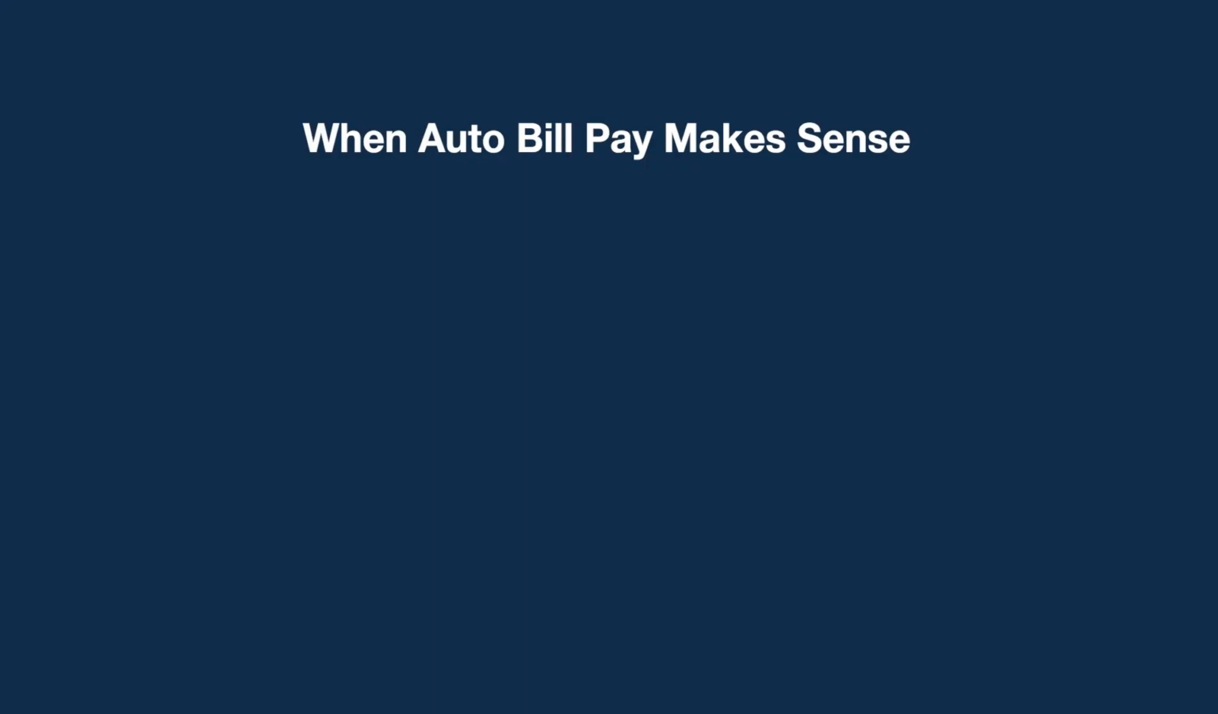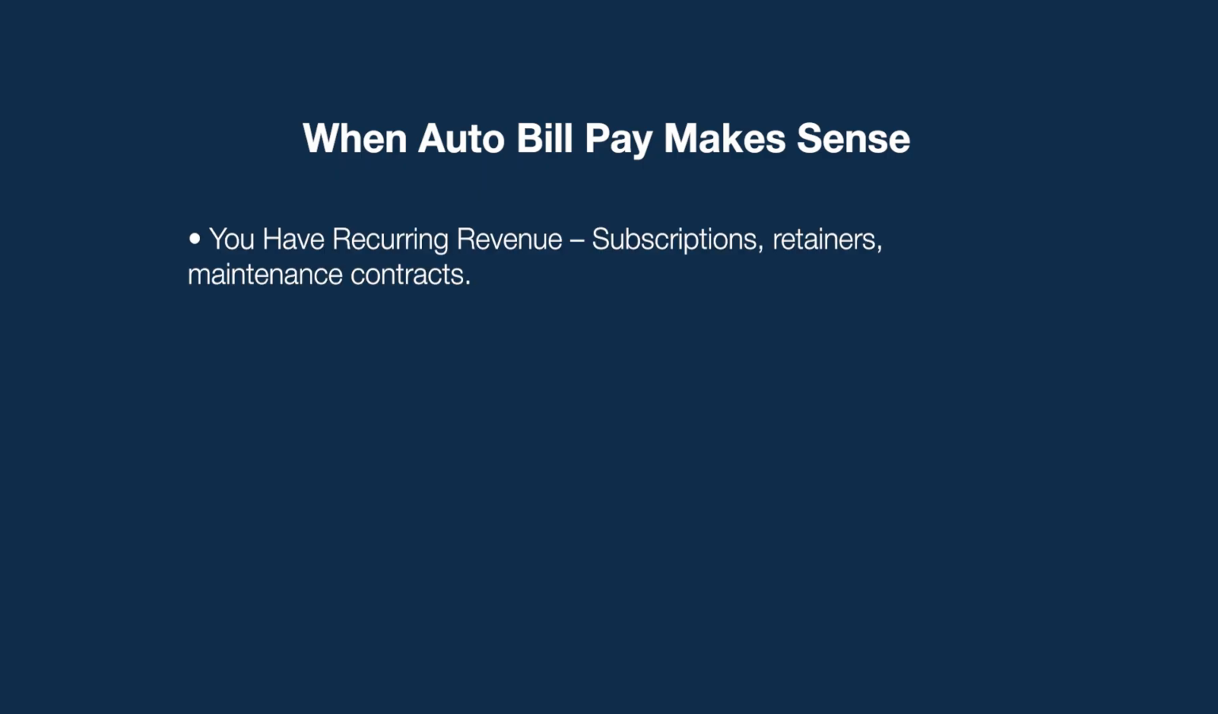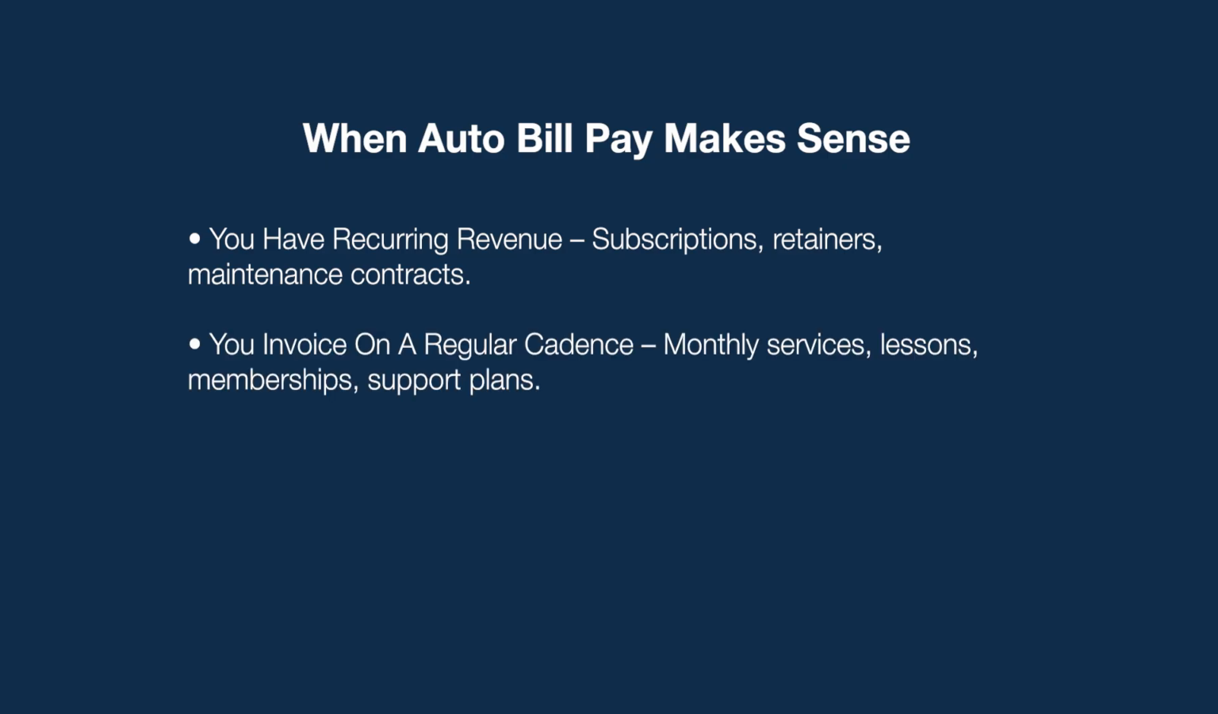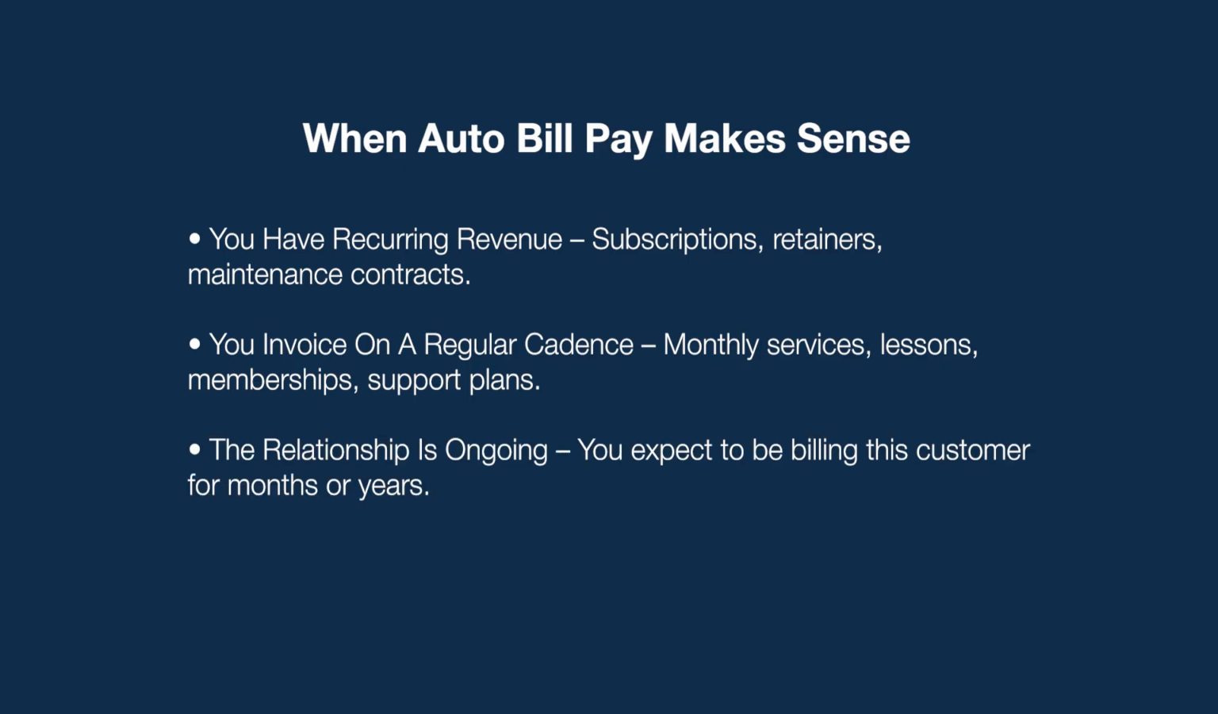Auto bill pay is not for every customer or every deal, but it's extremely effective when you have recurring revenue: subscriptions, retainers, maintenance contracts. You invoice on a regular cadence, such as monthly services, lessons, memberships, or support plans, and the relationship is ongoing. You expect to be billing this customer for months or years. In those cases, asking for auto bill pay at the start turns a manual collections task into a background process. You can still offer traditional invoicing for one-off projects or customers that require manual approvals, but the more you move on to auto bill pay, the more predictable your cash becomes.